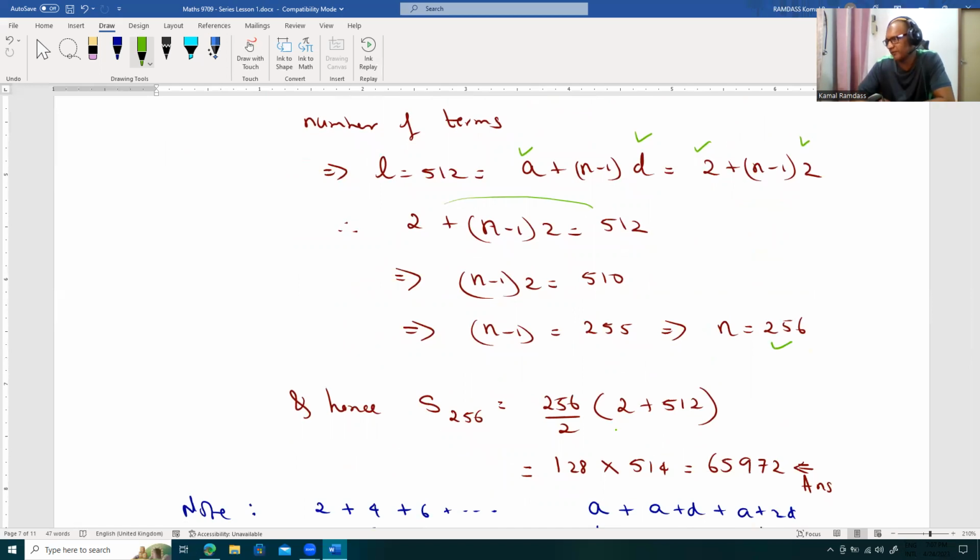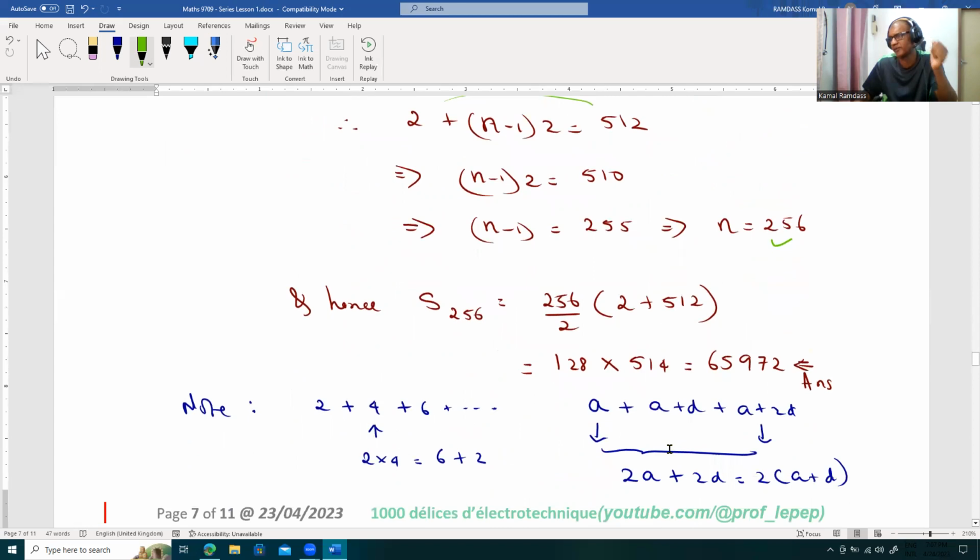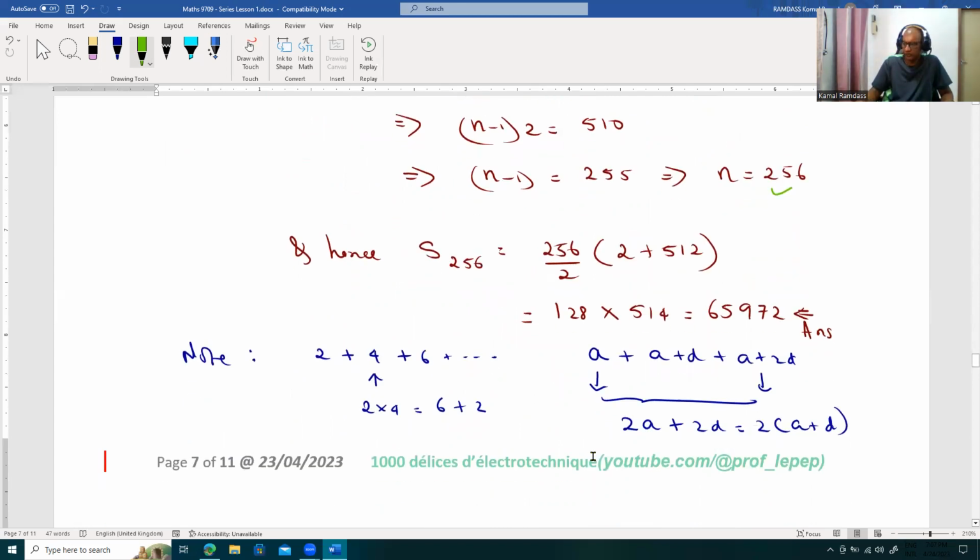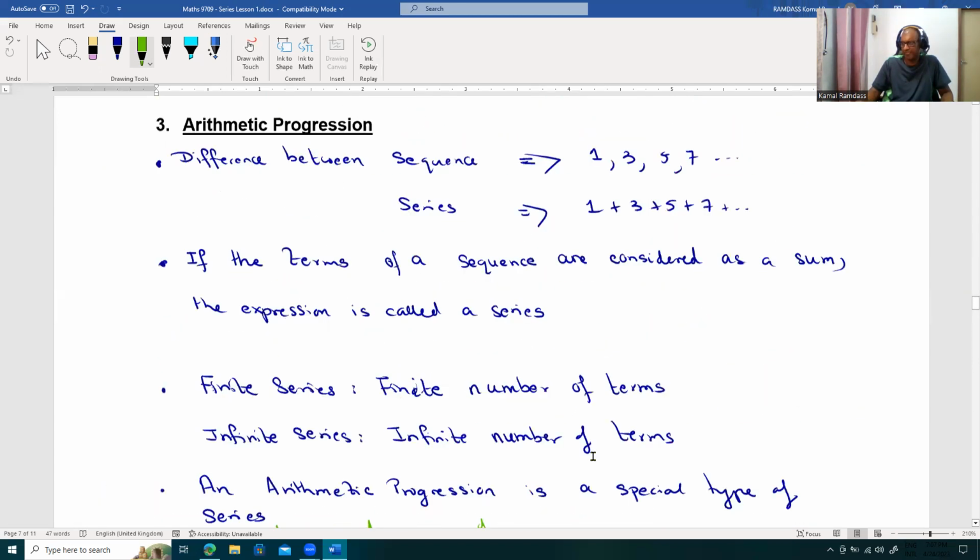Now find the sum. The sum is N over 2 times (A plus L). 256 divided by 2 times (2 plus 512) gives 128 times 514, which gives 65,792. Now, on to the syllabus.